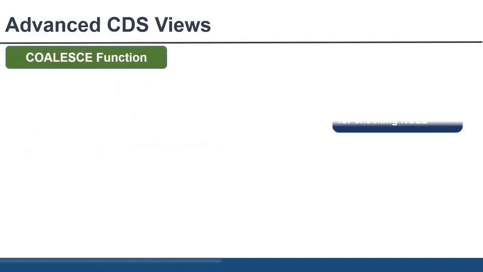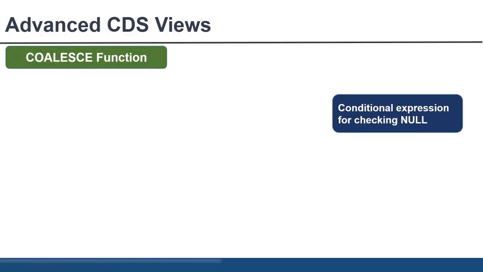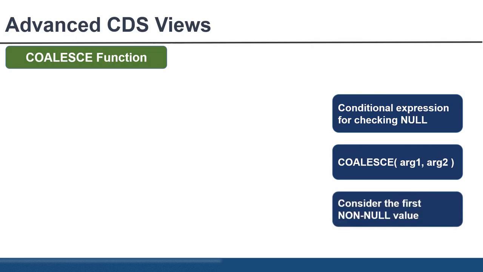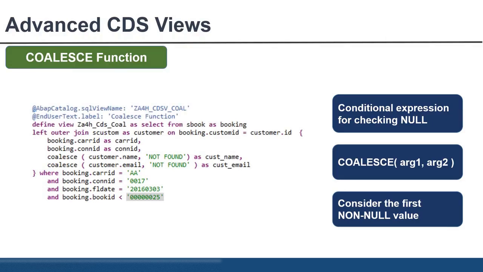Coalesce function. This is a conditional expression for checking null values. It takes two parameters and it returns the first non-null value. Here's an example of coalesce function.